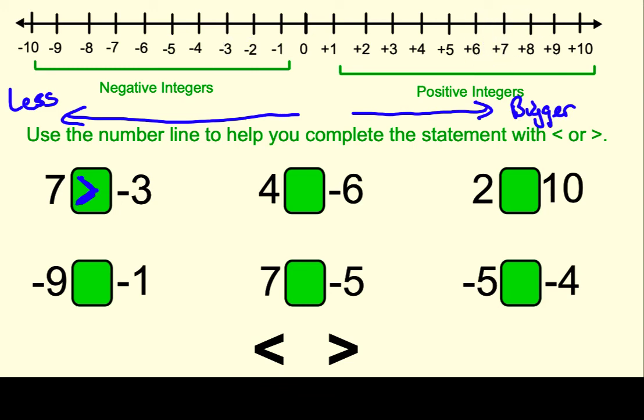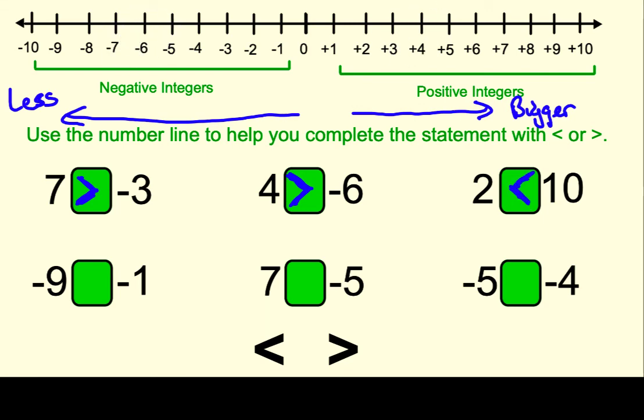So then we have 4 and negative 6. Well, 4 is in the positives, whereas 6 is in the negatives. So 4 is greater than negative 6. So when in doubt, I always think of it like money. What would I rather have, $4 or negative $6, meaning I owe somebody $6? Next is 2 and 10. Which one's bigger? Well, they're both positive numbers, so this one's pretty straightforward. 10 is greater than 2.